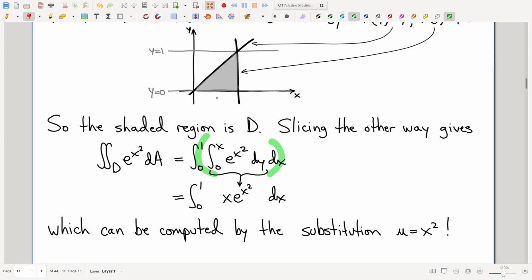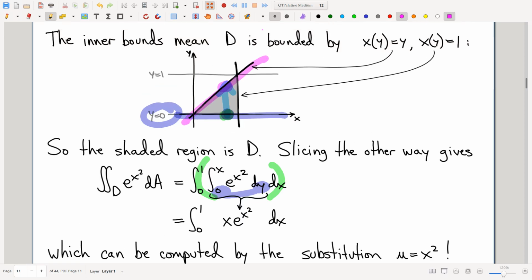And then for any given value of x, y starts at that point, which is on that curve, which has that equation, so we start with y equals 0, and then we end at that point, which is on that curve, which has this equation, again solve for y. Y is equal to x. So I've got my new integral with the differentials reversed.